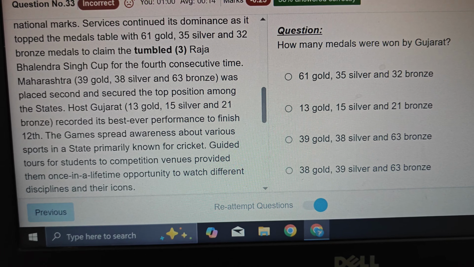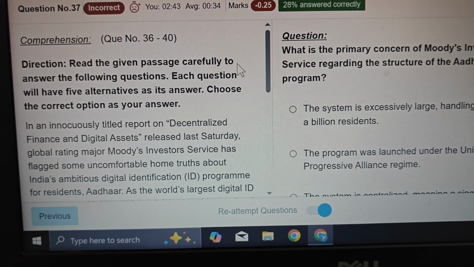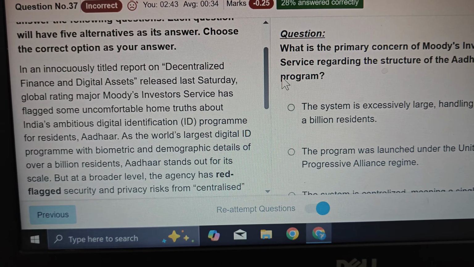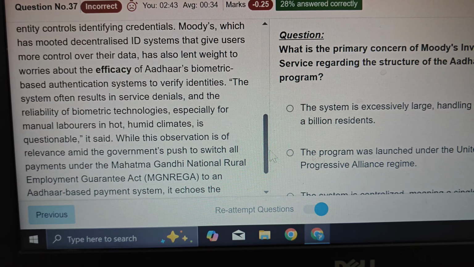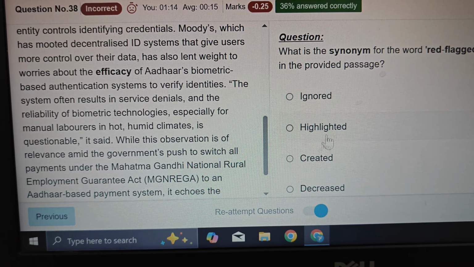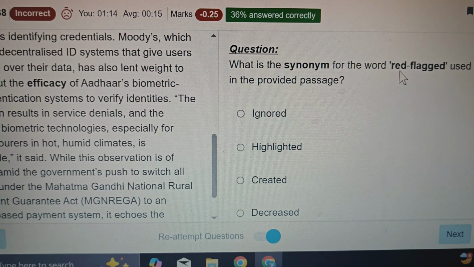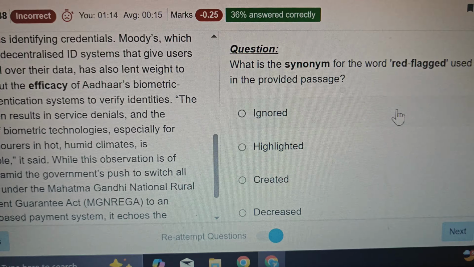Okay, then the 37th. This passage was not that difficult, but since this was the last but second section, I didn't read it properly with focus. And this one, I first marked it as highlighted, but later I thought, okay, this is wrong. The logic I applied here is that green flag means positive, so red flag means negative. It must be in the negative answer only.